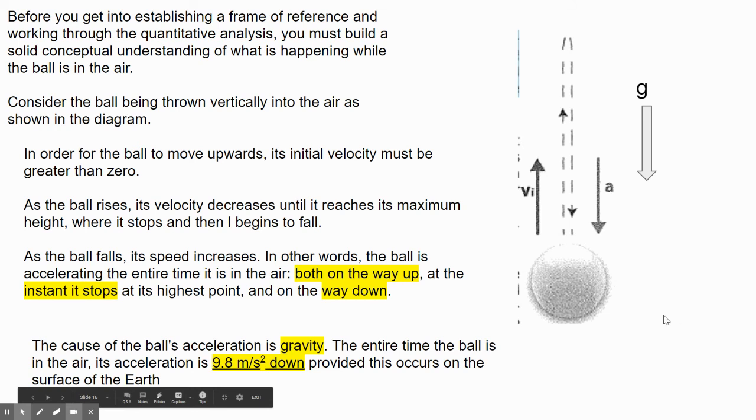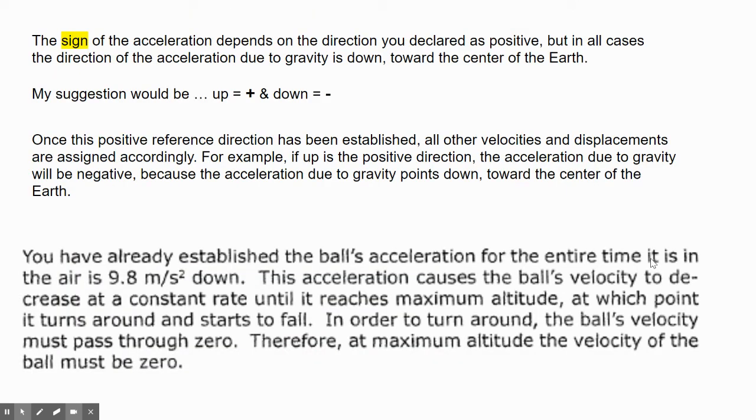Whether the ball goes up or down, g is always acting downward. The sign of the acceleration depends on the direction you declared as positive. But in all cases, the direction of acceleration due to gravity is down, towards the center of the Earth. My suggestion would be up is positive and down is negative.